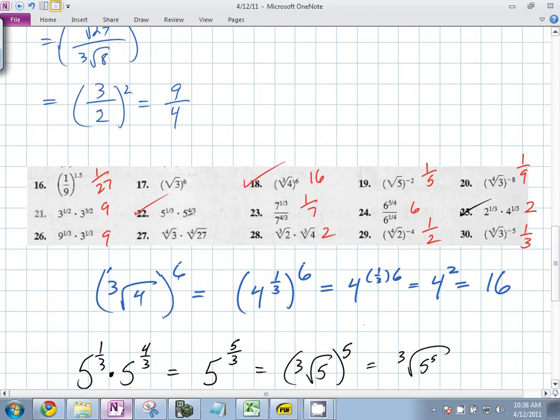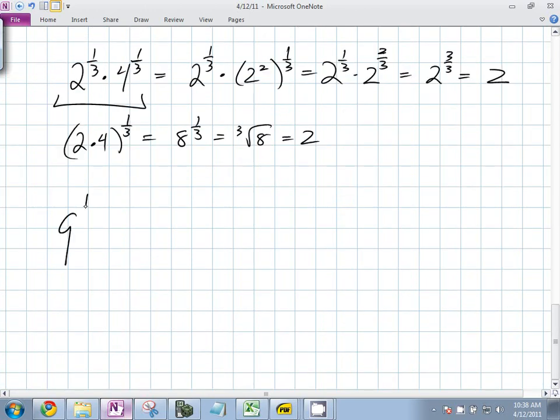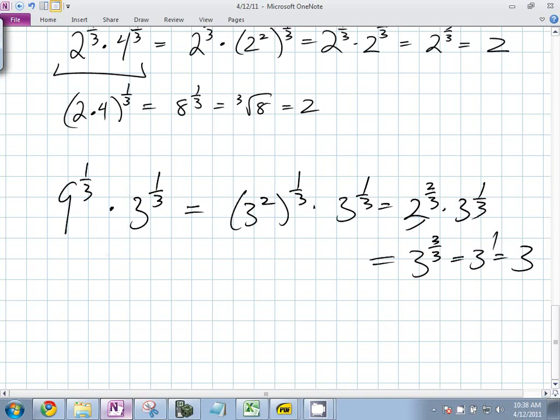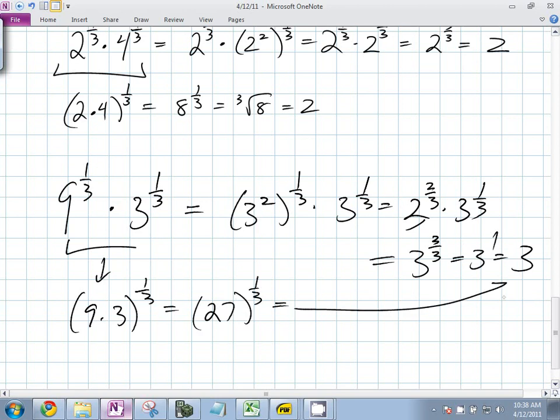26. 9 to the 1/3 times 3 to the 1/3. So there are two ways. 3 squared to the 1/3 times 3 to the 1/3 is 3 to the 2/3 times 3 to the 1/3, which is 3 to the 1, or 3. Or what could you do? 9 times 3 to the 1/3, which is 27 to the 1/3, which is 3. Same, either way, it's fine.